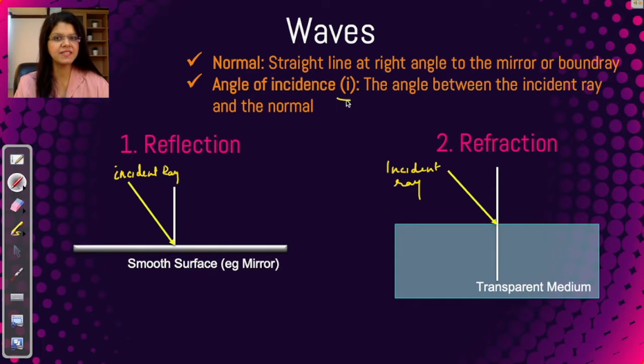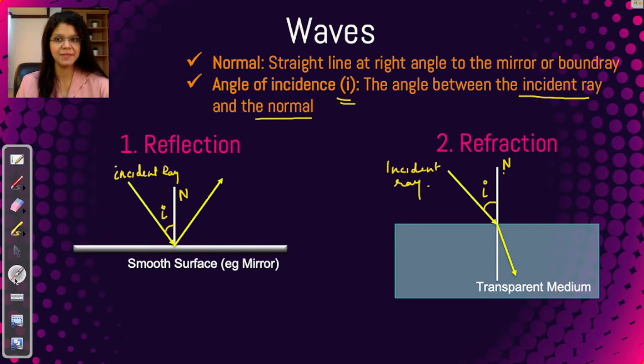What is the angle of incidence? It is the angle between the incident ray and the normal. Can you identify where the angle of incidence is? Right here. The angle between the incident ray and the normal. This is your normal, let me write it N. So what happens next?